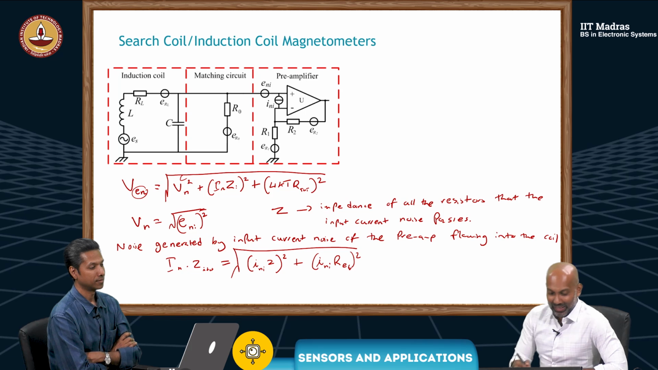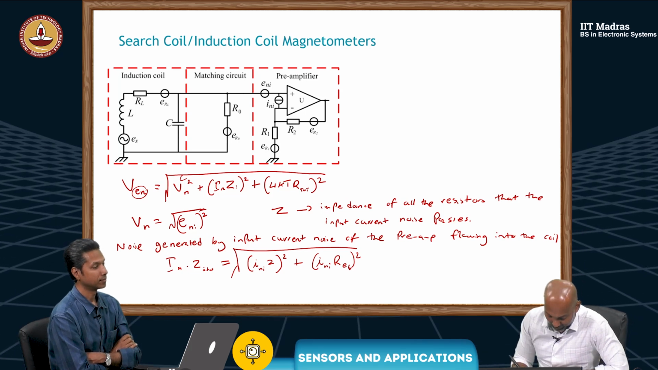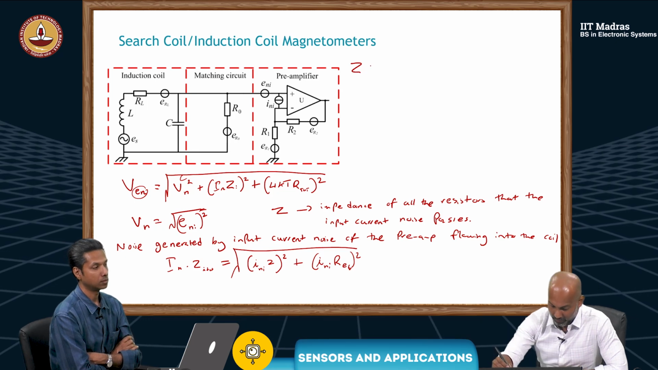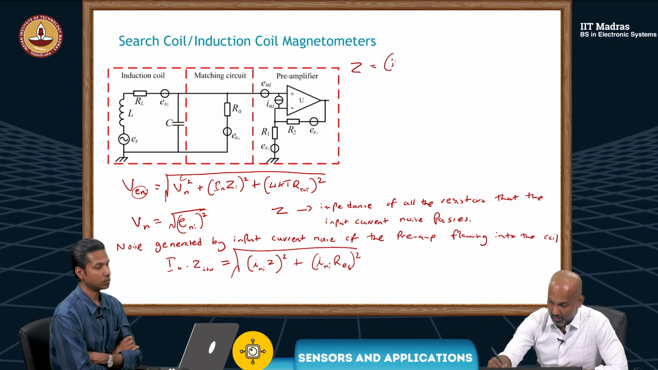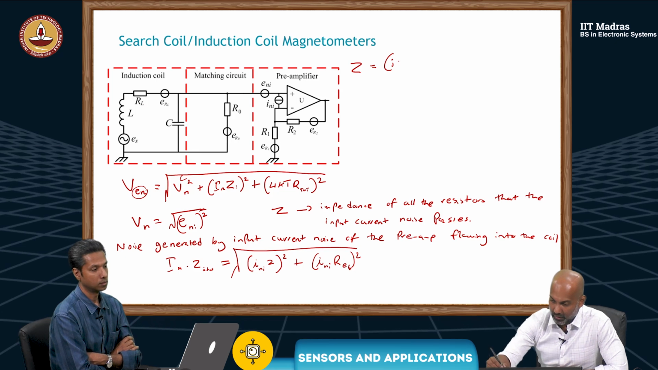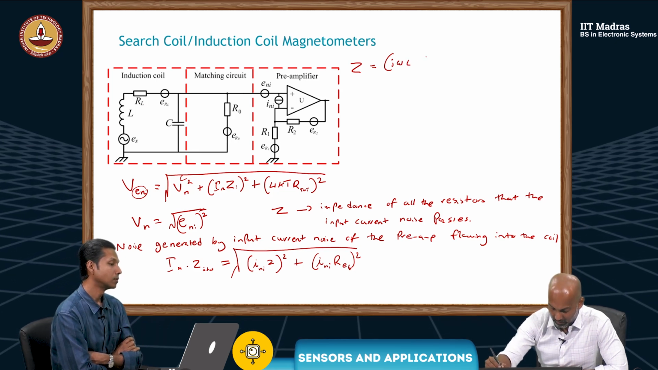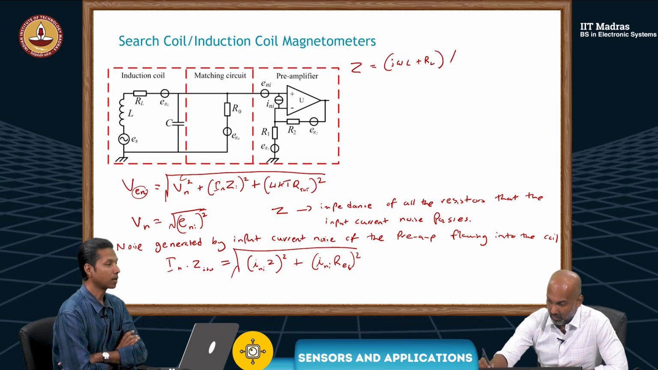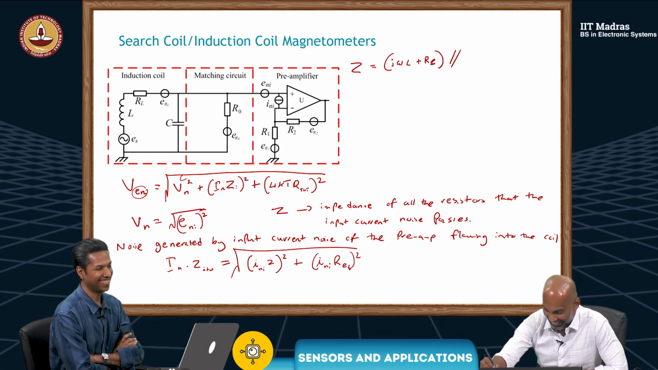Okay, so here, first we'll talk about Z. Here in this equation, Z is what? Here, you have j omega L plus RL, okay? Then RL or RC? RC.